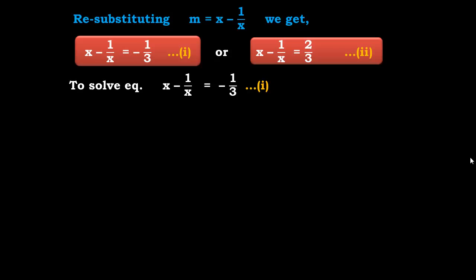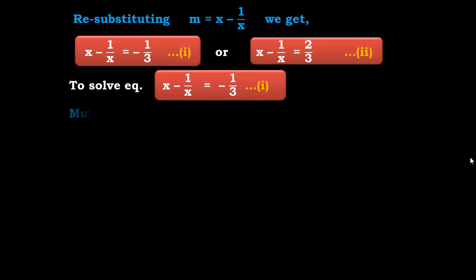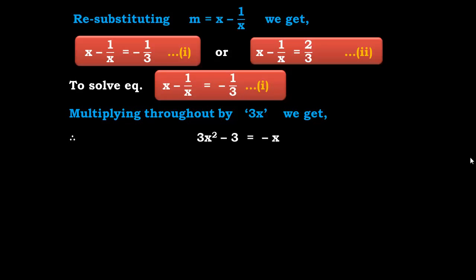So for that we have to convert this equation into standard form, multiplying throughout by 3x, we get 3x square minus 3 minus x. So minus x will become plus x. 3x square plus x minus 3 is equal to 0. Now see, we cannot solve this by factorization method.